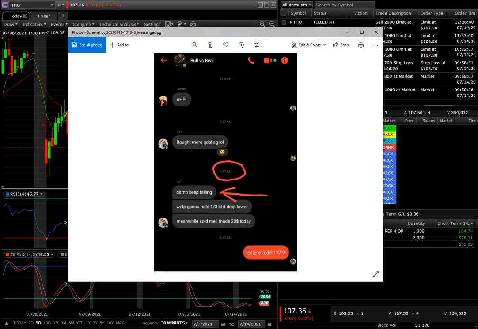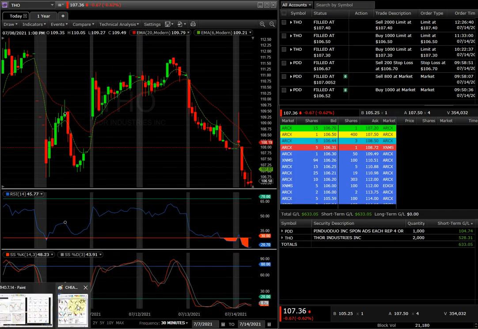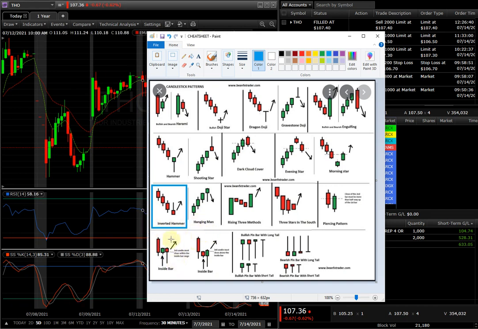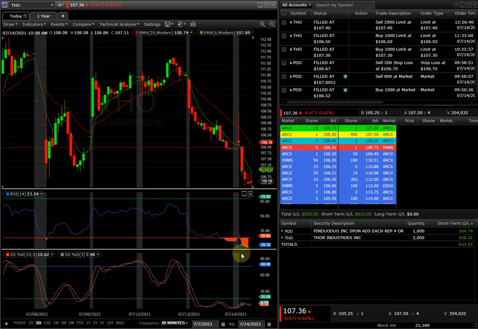I'm missing something. Oops, wrong one. It's missing other catalysts or other support, as in the RSI and stochastic. Now, this is where I use other indicators to help me or give me a higher probability that they will bounce. Because yes, this is an inverted hammer at the bottom right here, right?